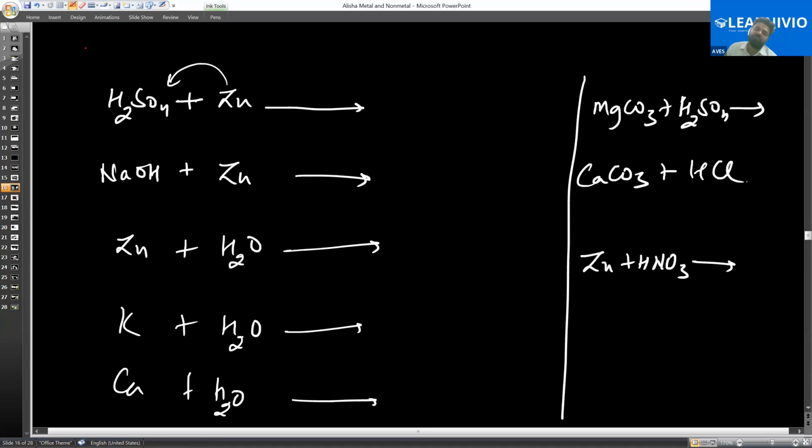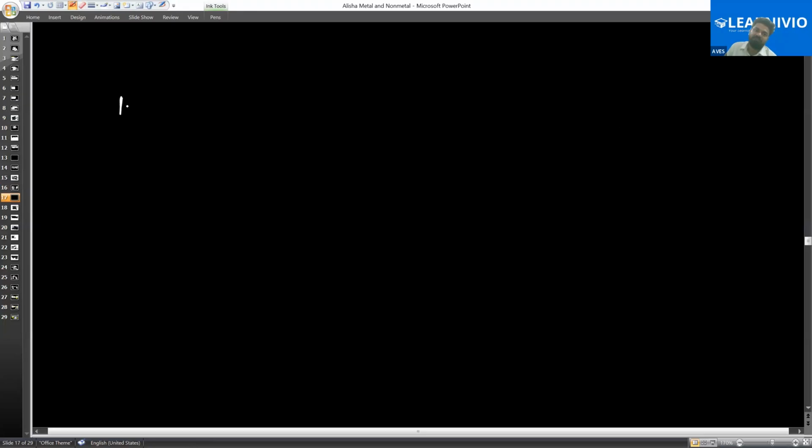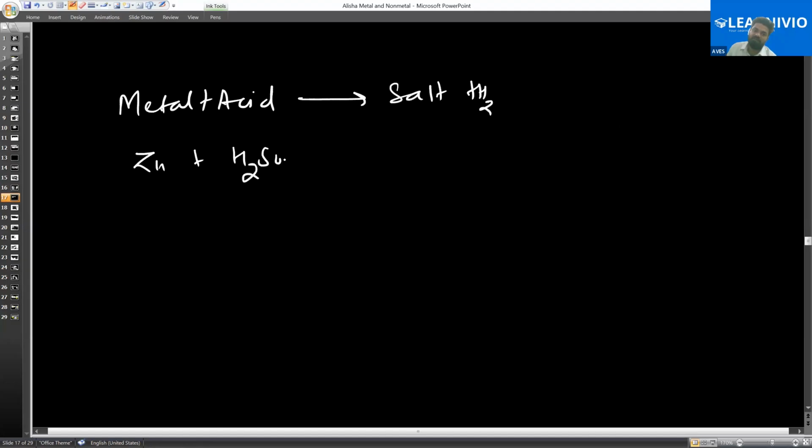What would happen when H2SO4 is going to react with zinc? It is metal, it is acid. What is the general reaction when metals react with acids? Salt plus H2. So if your metal is zinc and acid is H2SO4, then it will give you ZnSO4. Remove the hydrogen from the acid and you will get SO4 ion and zinc.